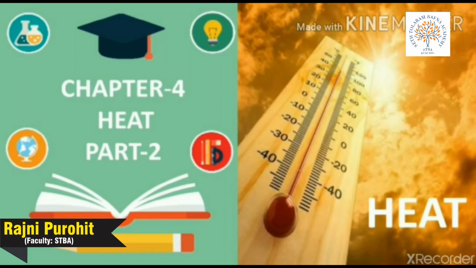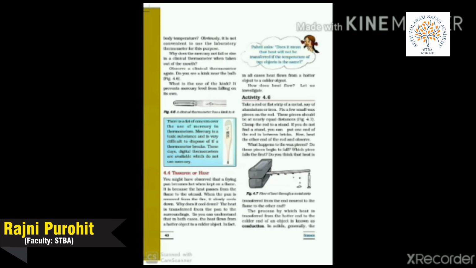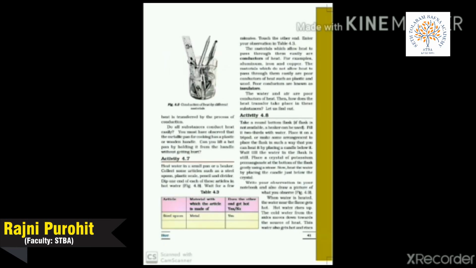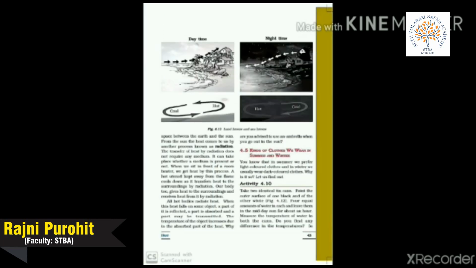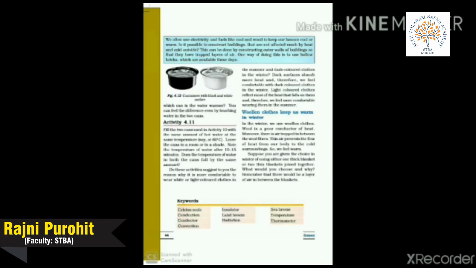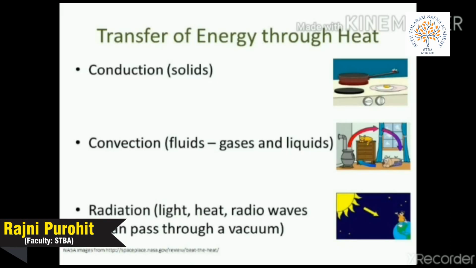Today, we are going to discuss some main topics in part 2 of heat. These main topics will be transfer of heat, that is, how heat is transferred from one object to another. This transfer of heat takes place by three main methods: first conduction, second convection, and third radiation.